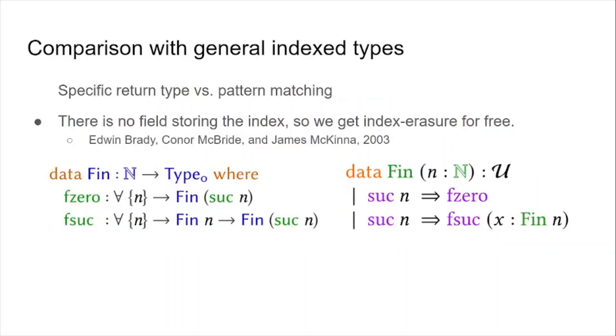Apart from implementation simplicity, we also get some performance boosts. In general index types, we specify the indices in the data constructor's type signatures. So there might be some fields stored in the constructors that are only used in the indices, like the variable of name n in both constructors of fin on the left-hand side. In the case of simpler index types, these fields just do not exist, so we get the index erasure optimization for free.